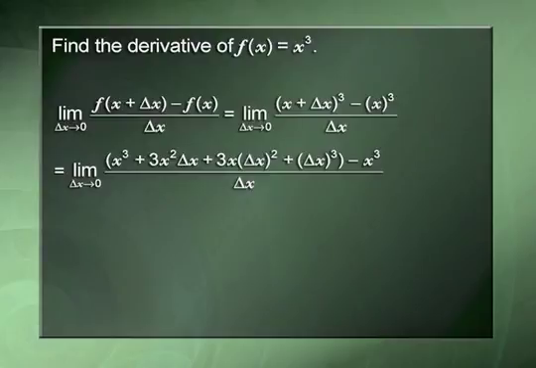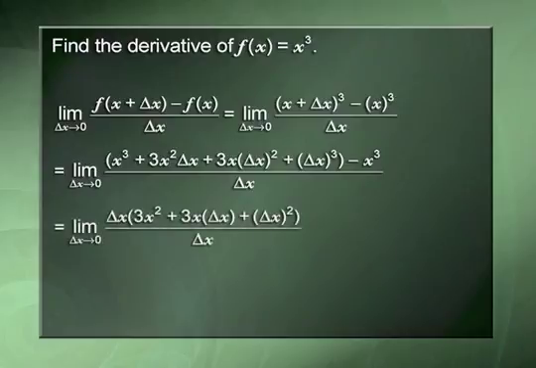Well, now look at the numerator. Magic happens. The x cubes cancel each other, the one on the far left with the one on the far right. Wow. So I'm left now with a whole lot of terms, all of which have delta x in them. So factor out that delta x. And what are you left with in parentheses after you factor out the delta x?